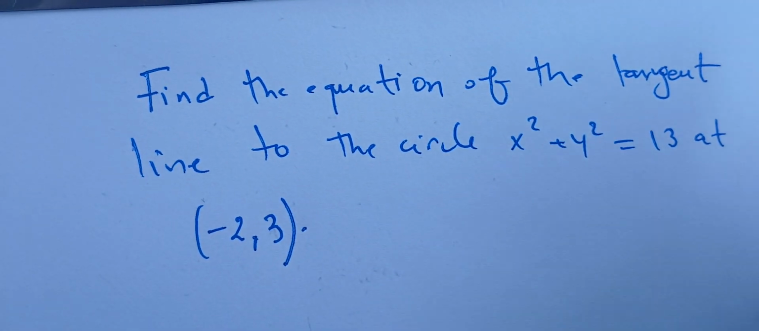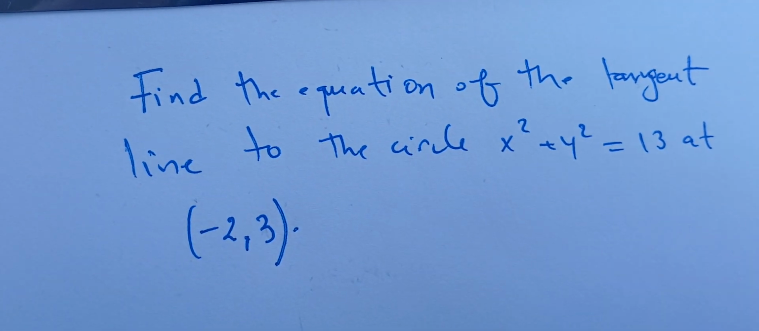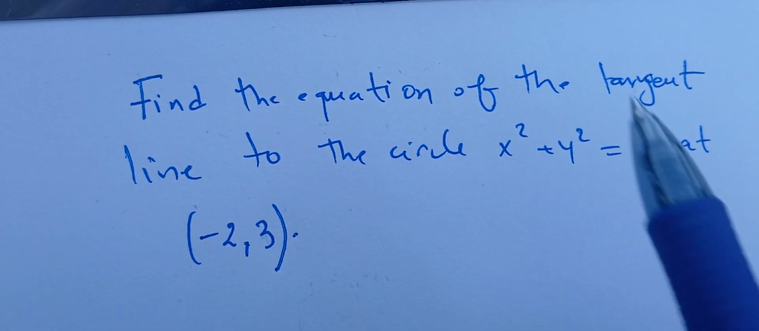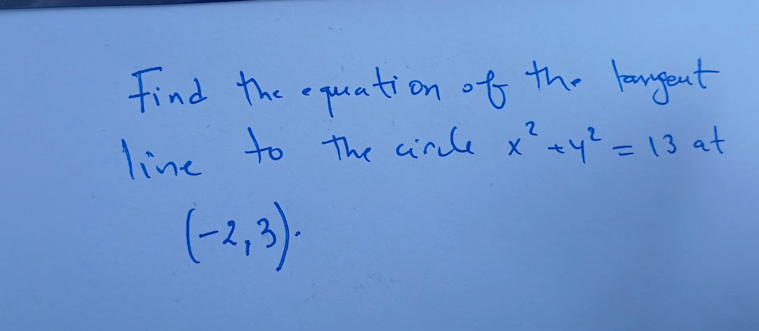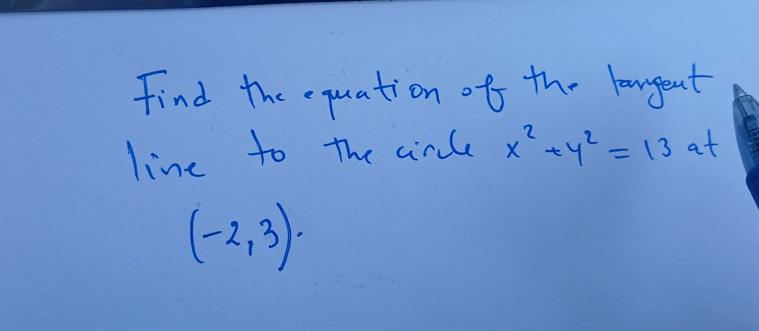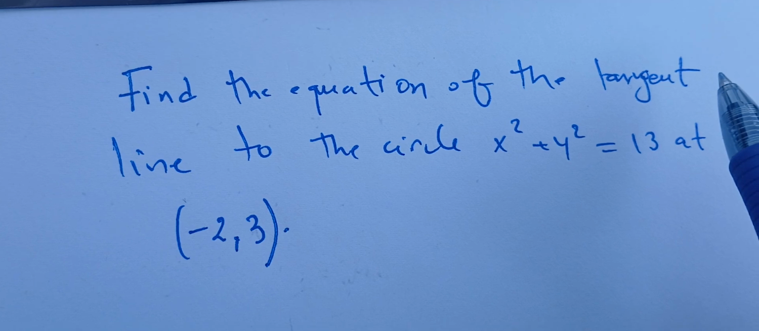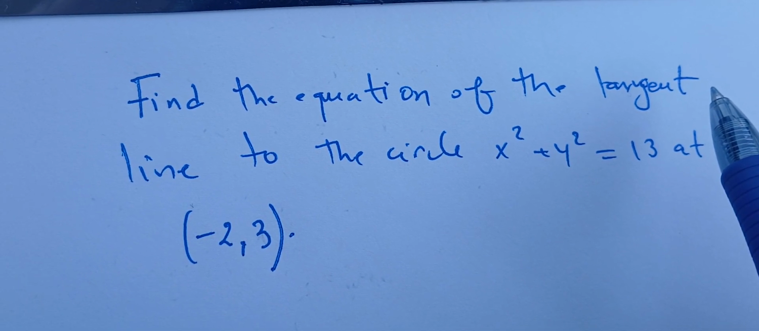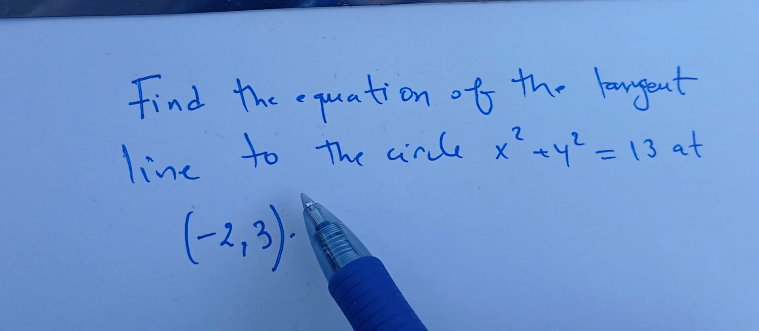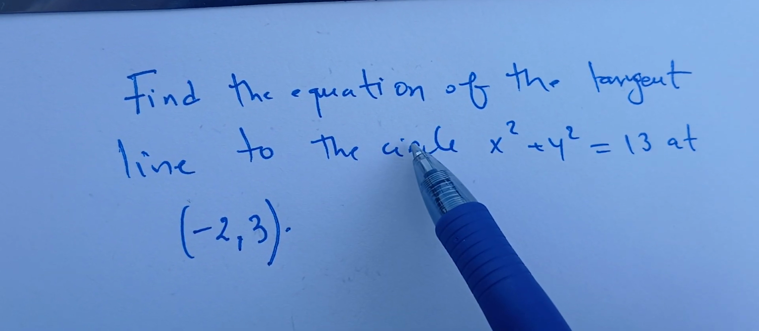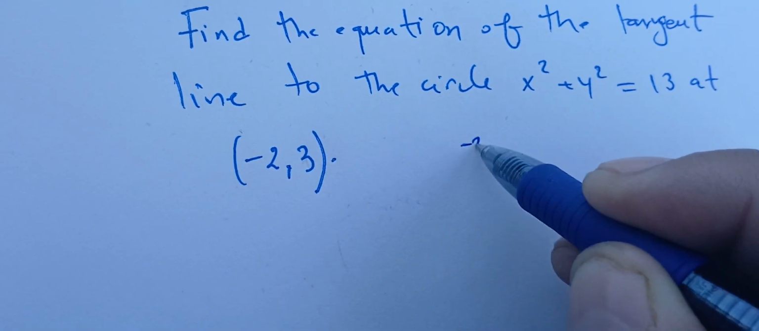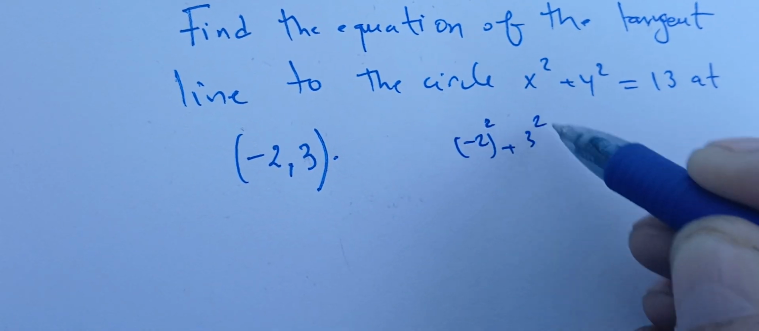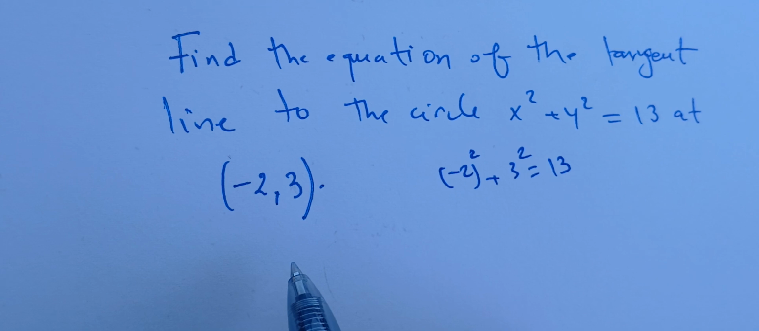Welcome back. In this video, we're going to try to find the equation of the tangent line to the circle x squared plus y squared is equal to 13 at the point (-2, 3). This point belongs to the circle. Why? Because we have (-2) squared plus 3 squared is 13.